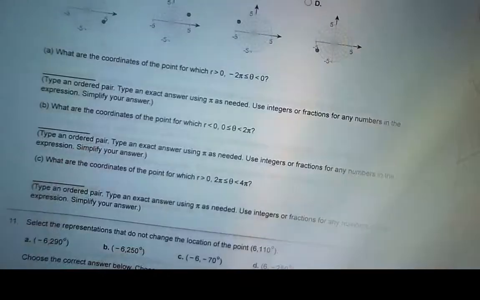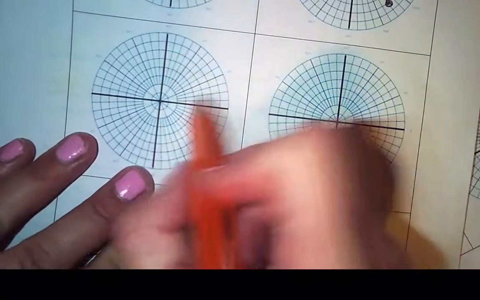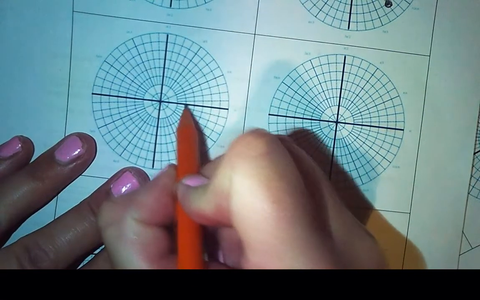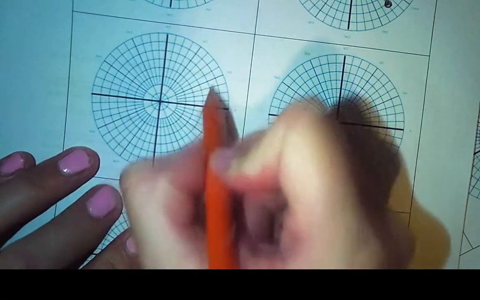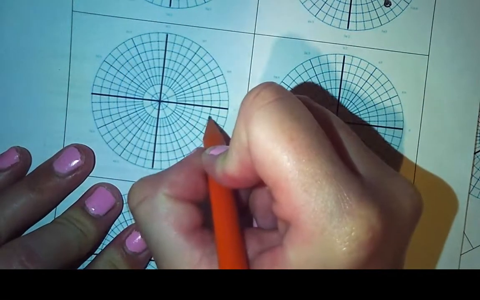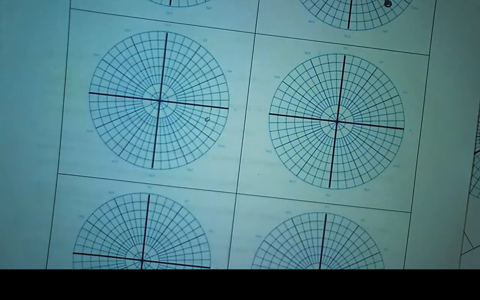So if I'm at 5 comma 11 pi over 6, that means I'd count out 5. So 1, 2, 3, 4, 5. And I'm going to swing all the way around to 11 pi over 6, which is going to be, sorry, right about in there, okay? So that is where I want to land each and every time.